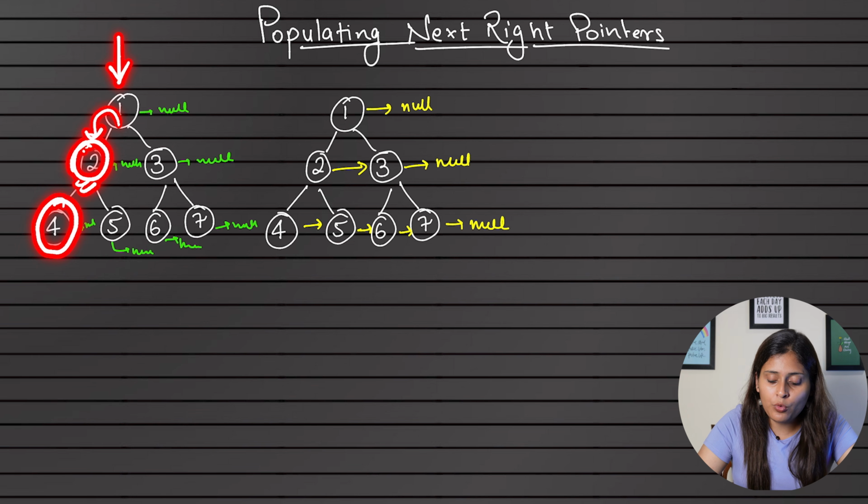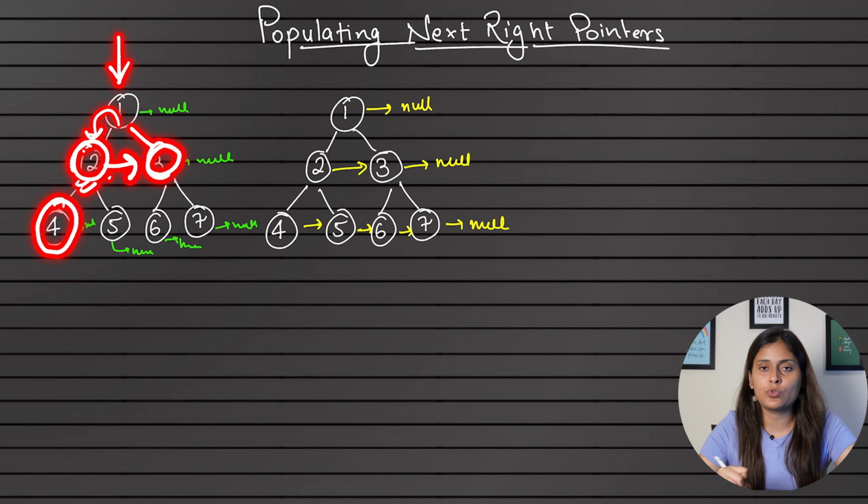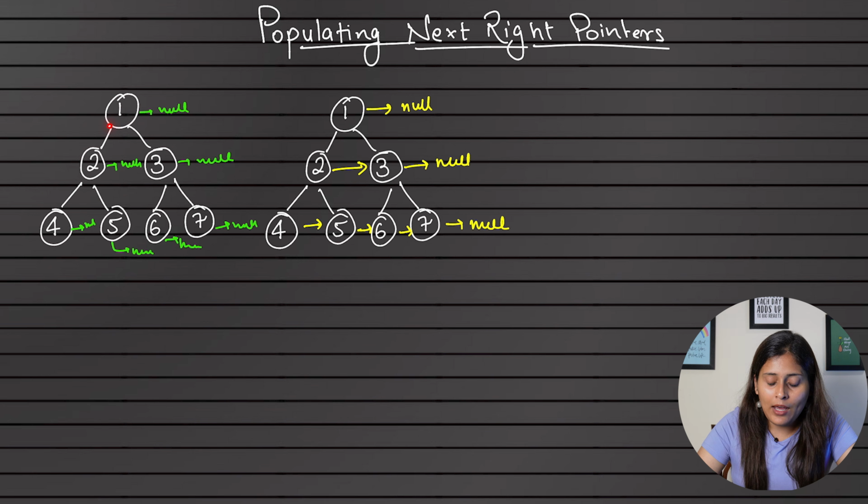So when we are at 2, we don't have access to 3. So how can we connect 2 to 3? Think again. Now we are at 1. When we will be at 2? How can we go to 3?